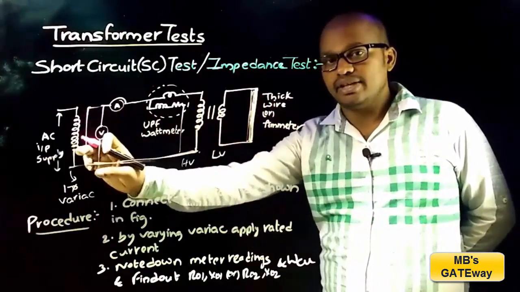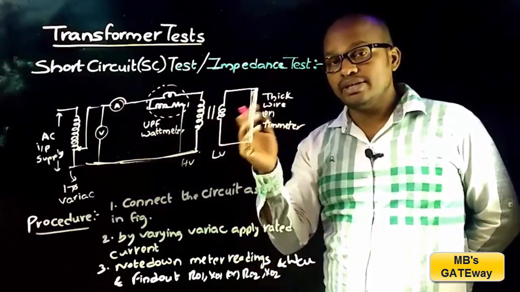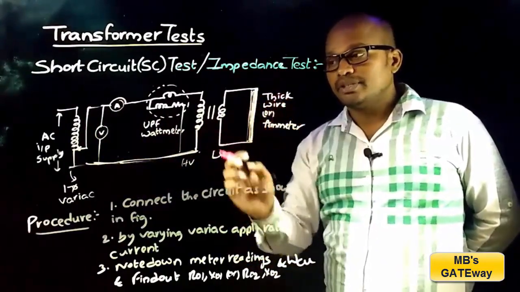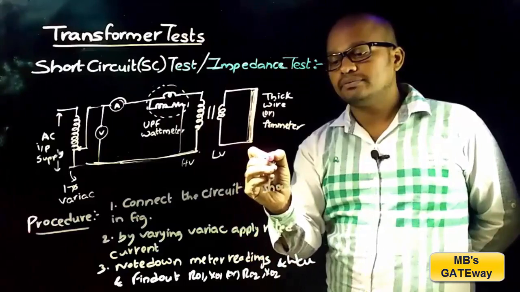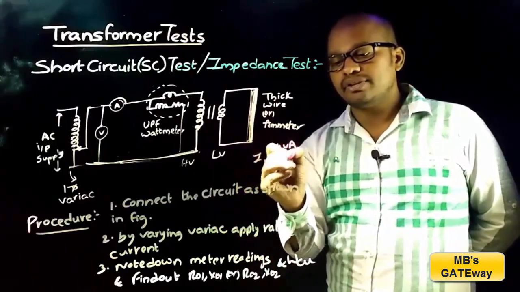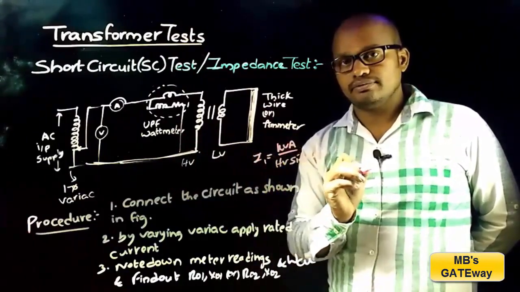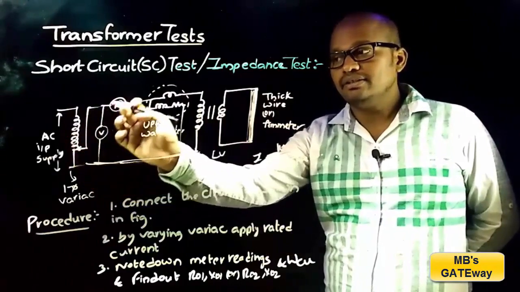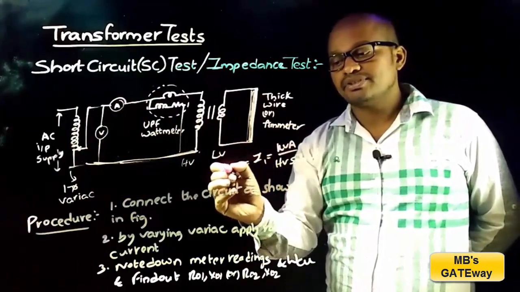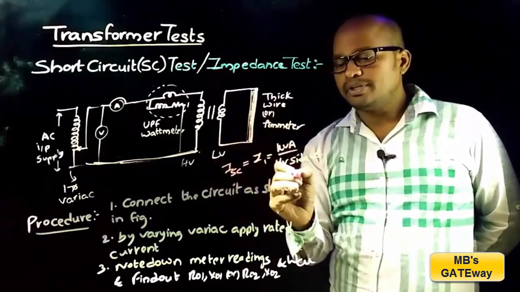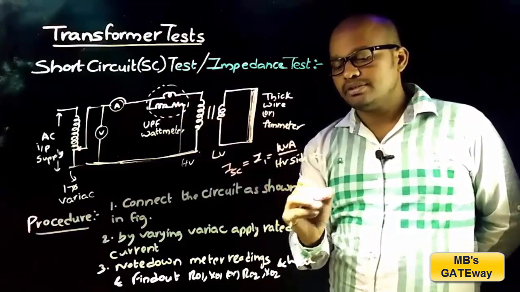And then by varying variac we must apply rated current here, whereas in open circuit test by varying variac we are applying rated voltage. Here we must apply rated current. So rated current is found out by rating of the transformer divided by the HV side voltage. So vary the variac till the ammeter reads rated current, and this current is represented with ISC, and voltmeter reading is represented with VSC, and wattmeter reading is represented with WSC.